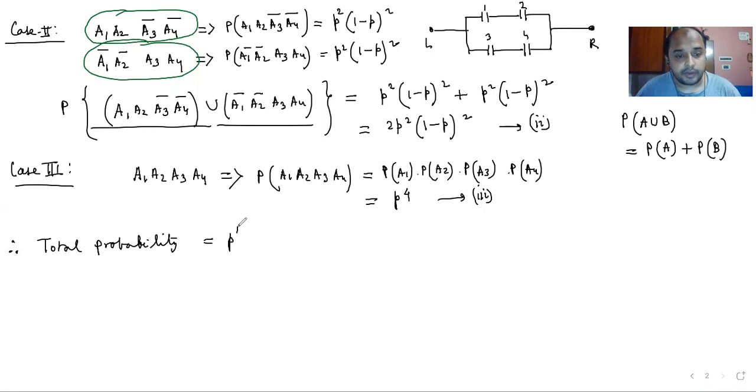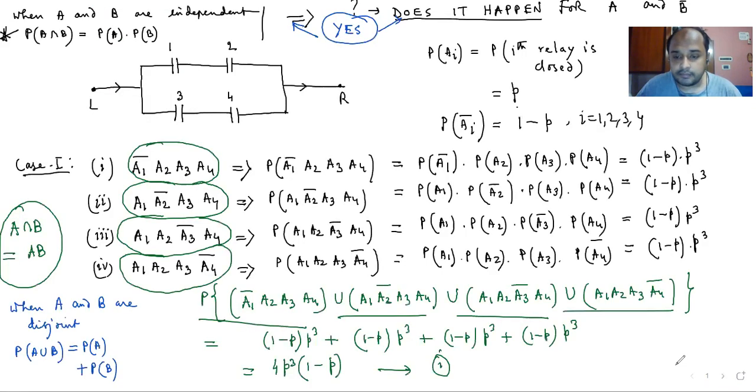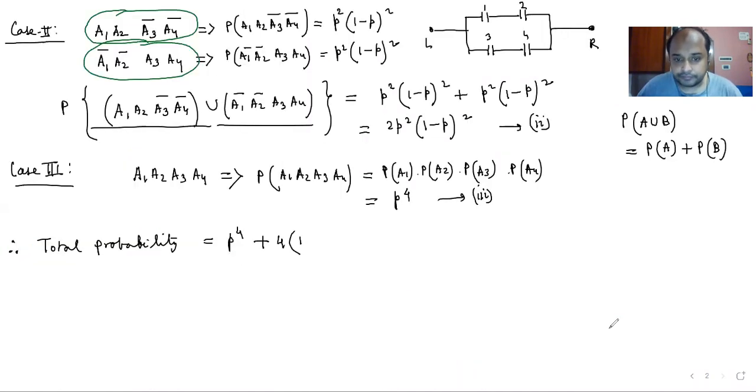So we get P to the power 4 plus 4 into, what was that? 4P cube, 1 minus how much? 1 minus P. Okay. 1 minus P into P cube plus 2P square into 1 minus P whole square. Now you can simplify this quantity. Let us simplify. You also simplify and try to find the probability.